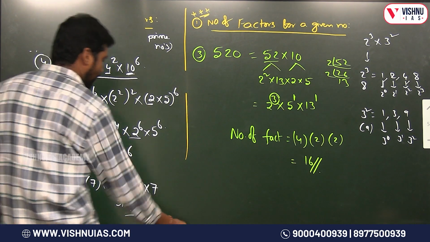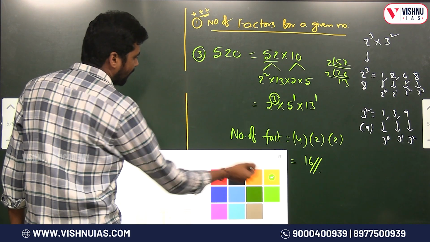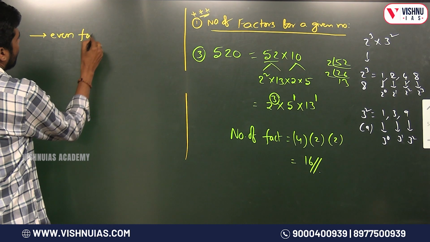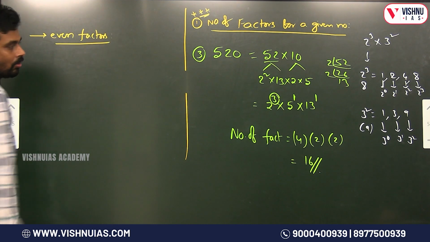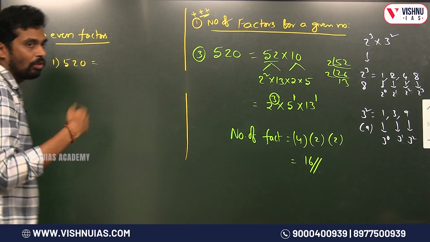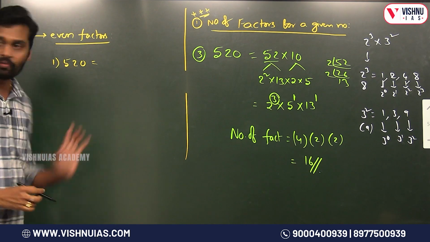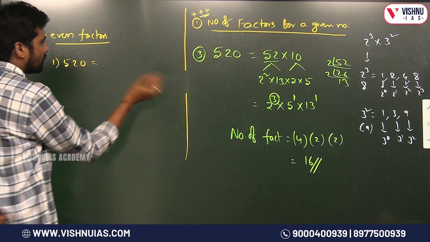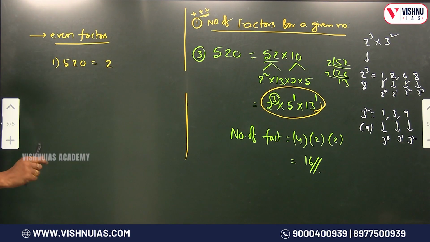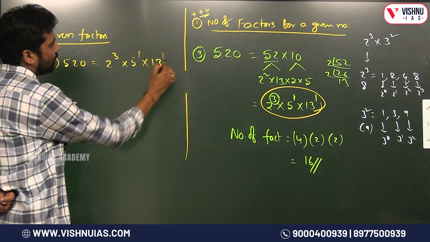Next, finding the even factors. Out of the factors, some are even numbers and some are odd numbers, right? So sometimes the question would be asked like how many even factors are there for a number. For example, take the same example, 520. As usual, you first write the number as a product of prime numbers. Suppose I am finding the total number of even factors. So how do we write 520? We already wrote this: 2 cube into 5 power 1 into 13 power 1.